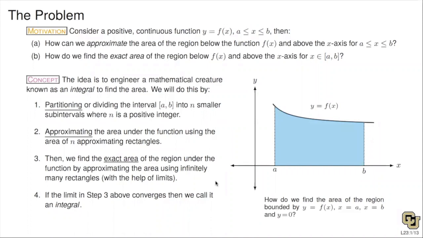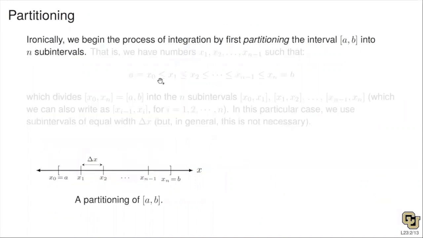I just wanted to lay out the big picture, which is: partition the domain, find rectangles to approximate the area, and then use infinitely many rectangles to find the exact area. These are all themes that we'll see over and over again. So let me talk about the partitioning process.